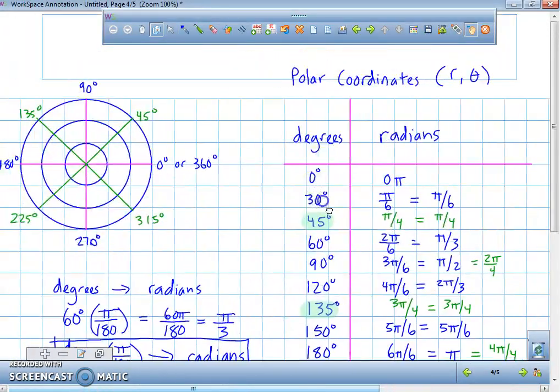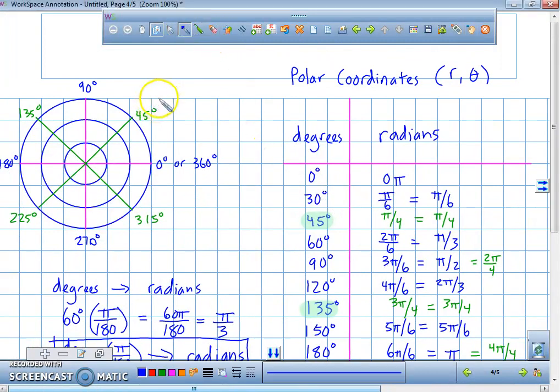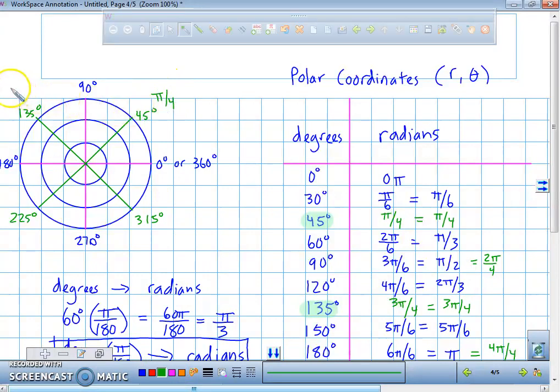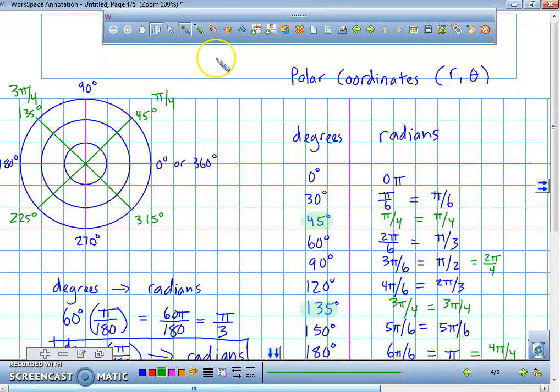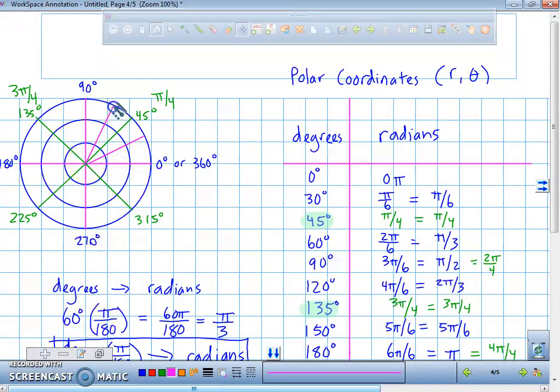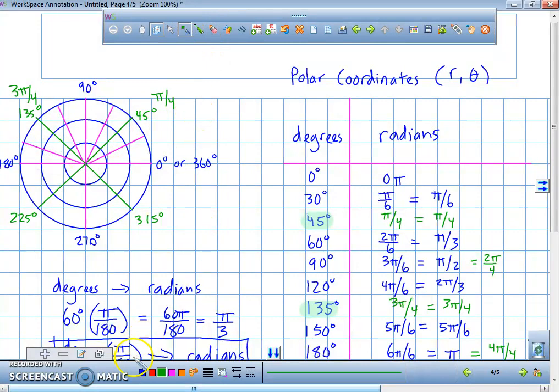Okay? So what we're going to do over here, we're going to go around and show you what these are. Right here, I'm at pi over 4. Right here, I'm at 3 pi over 4. 30 degrees, everybody. 30 degrees will put me right about in here. 60 degrees will put me right about in here. 120, right about in here. And 150, right here. So we're only going to go halfway.